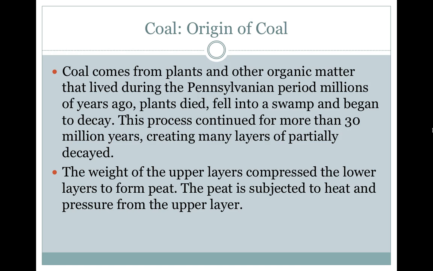Coal, the origin of coal. Coal comes from plants and other organic matter that lived during the Pennsylvanian period millions of years ago. Plants died, fell into a swamp, and began to decay. This process continued for more than 30 million years, creating many layers of partially decayed plants. The weight of the upper layers compressed the lower layers to form peat. The peat is subjected to heat and pressure from the upper layers.